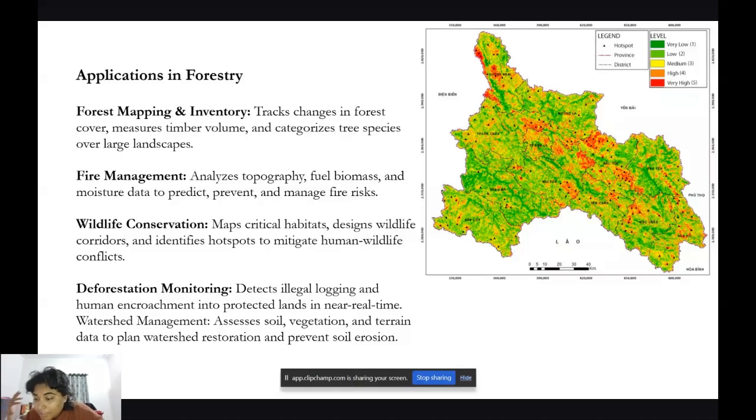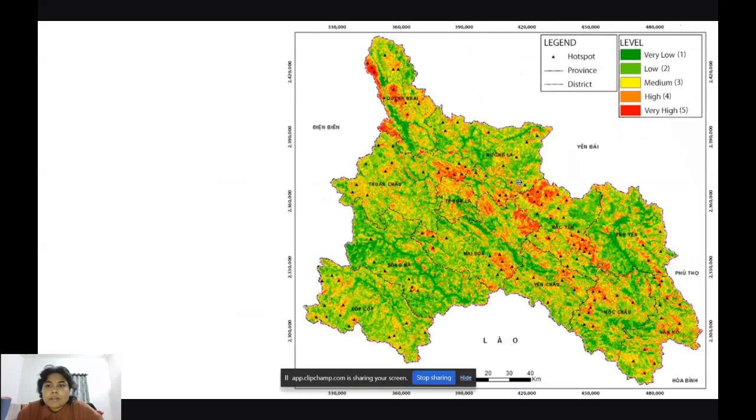Now it will be divided in multiple parts. So as a result of which, you will see forest fragmentation and ultimately deforestation. Deforestation comes essentially after fragmentation. So forest mapping and inventory: this particular map shows you which areas are very high in forest fragmentation.